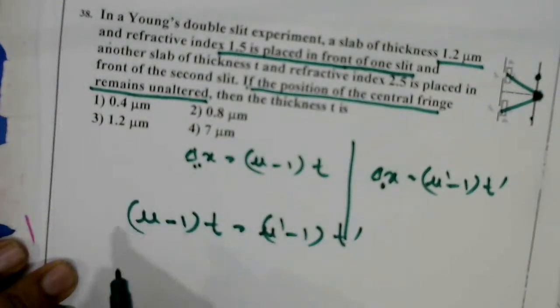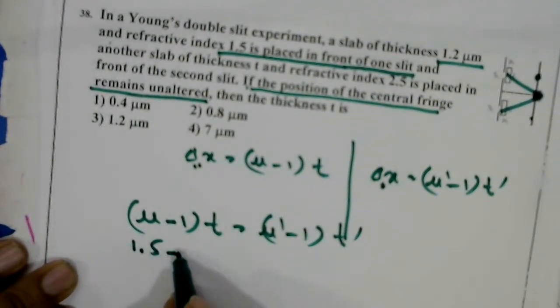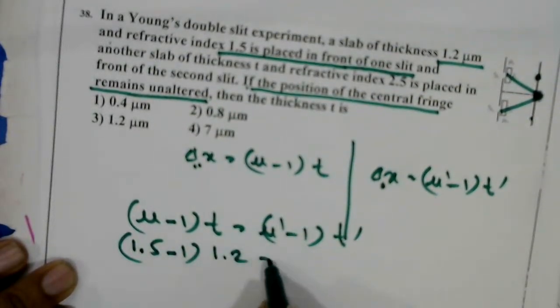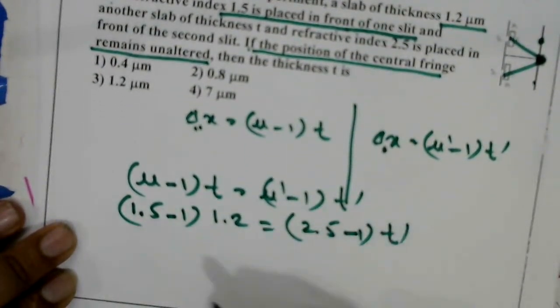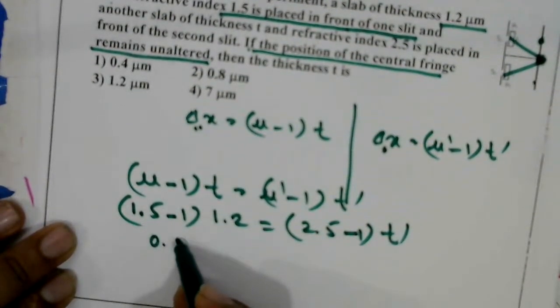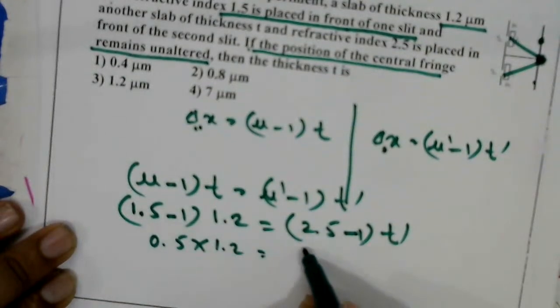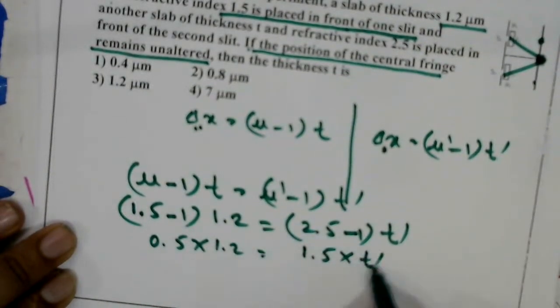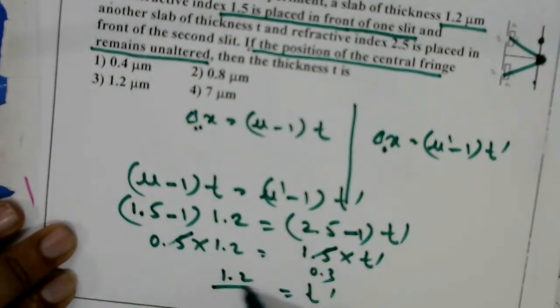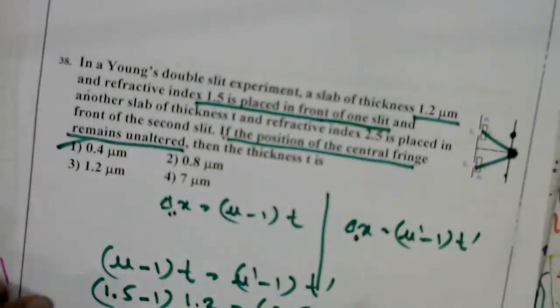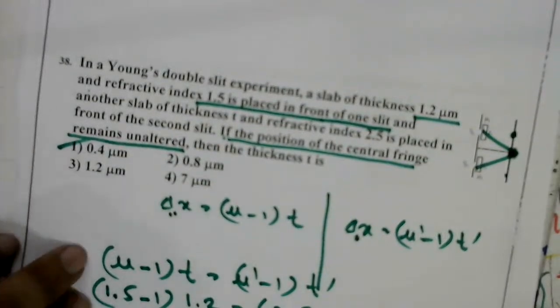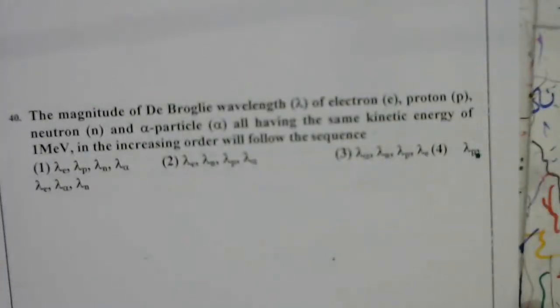Mu 1.5 minus 1 into 1.2 is there here. This is 2.5 minus 1 into T dash. This is 0.5 into 1.2. It is 1.5 into T dash. So T dash is equal to 1.2 divided by 0.3. You'll get the first option, 0.4 micro.